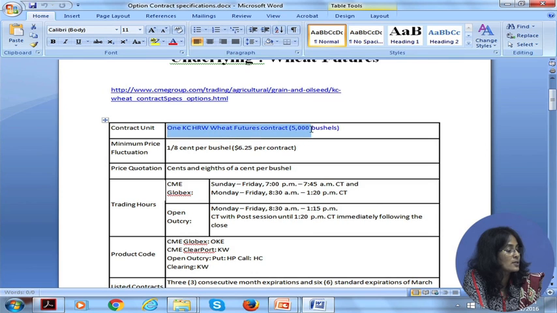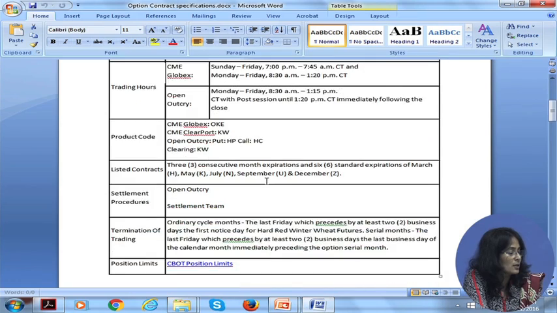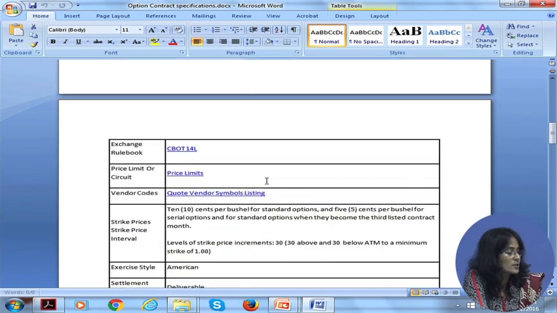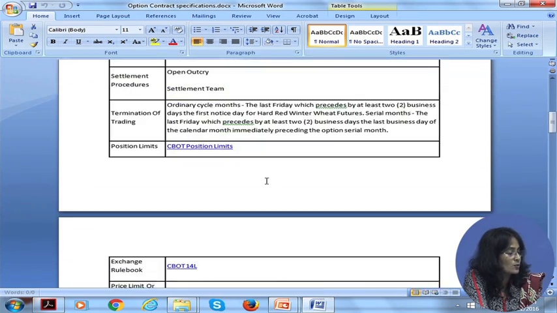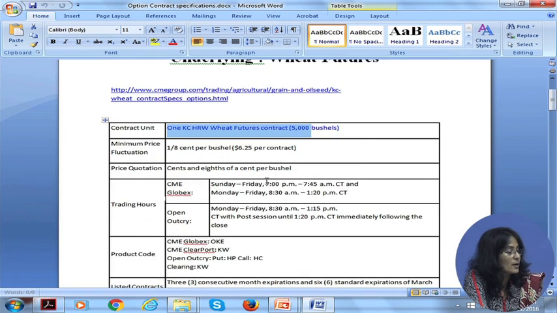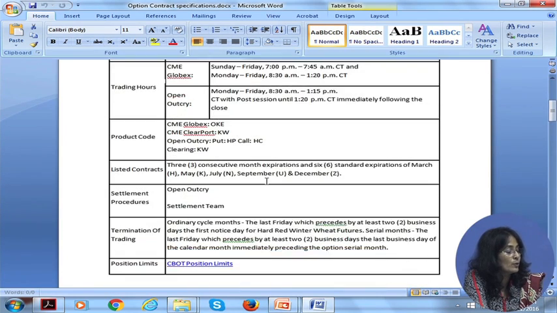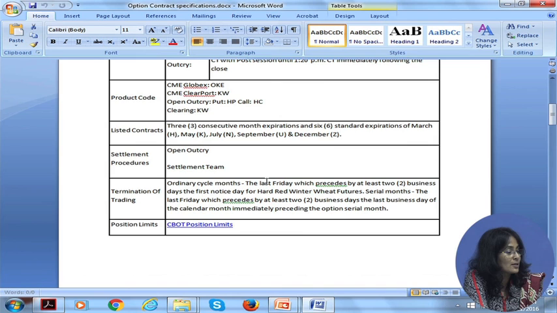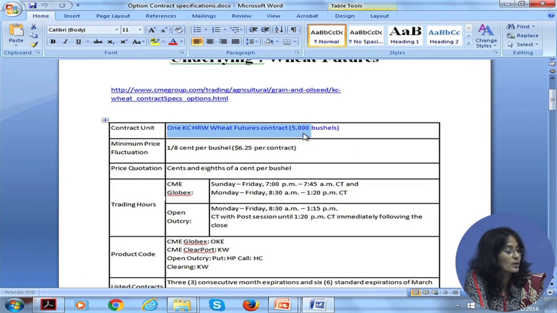Contract unit is the wheat futures contract for 5,000 bushels. So, these are the different standardization and different aspects which are given. This link will be available to you, so you can spend some time understanding more about this option contract. But what I want all of you to focus on is that this contract does not have wheat as an underlying, but it has a wheat futures as underlying.